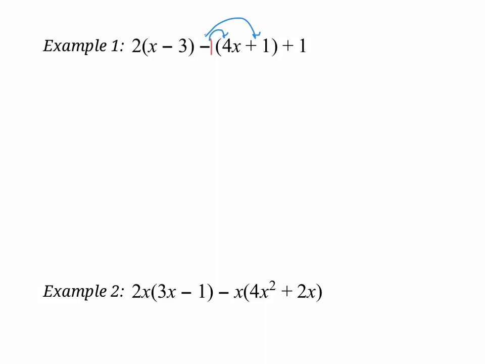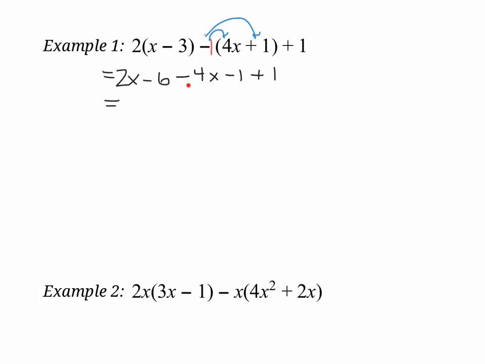So let's quickly distribute. So we are going to distribute that 2. So it's going to make 2 times x, which is 2x. Then we've got 2 times negative 3. That's going to make negative 6. And then we've got, now this guy here. Negative 1 times 4x is going to make negative 4x. Negative 1 times positive 1 is going to make negative 1. And then we have this plus 1 all on the side here.